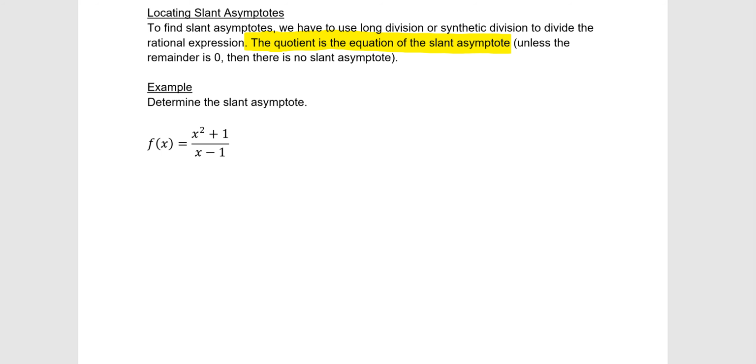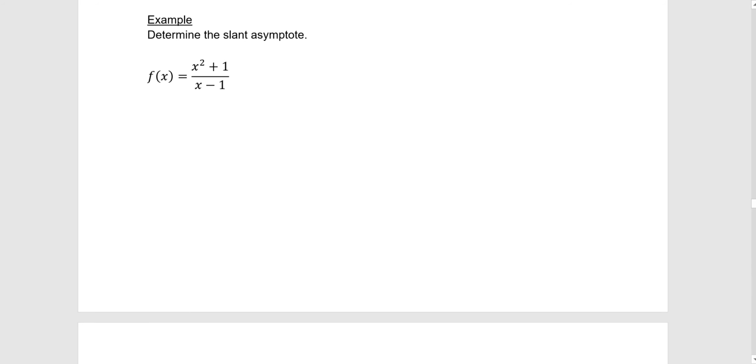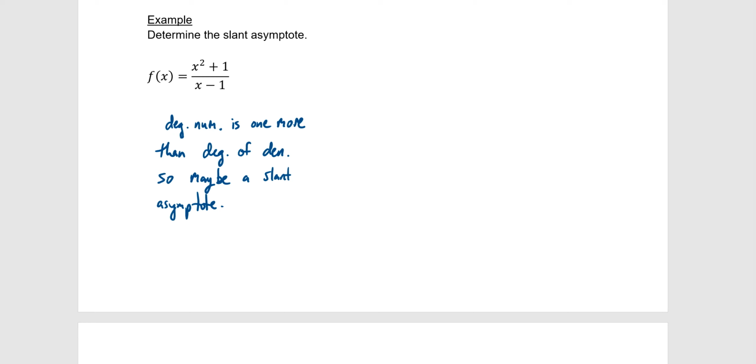Okay, so let's do this example here. Let's determine the slant asymptote. So we have f of x equals x squared plus 1 divided by x minus 1. The degree of the numerator is 1 more than the degree of the denominator, so there may be a slant asymptote. So we're going to divide. I'll use long division here. So it's going to be x squared plus, I'll throw in a 0x because there wasn't an x term, just so it lines up nicely. And this is going to be divided by that denominator of x minus 1.